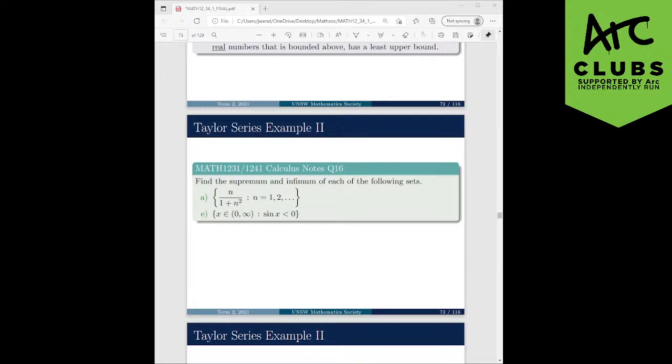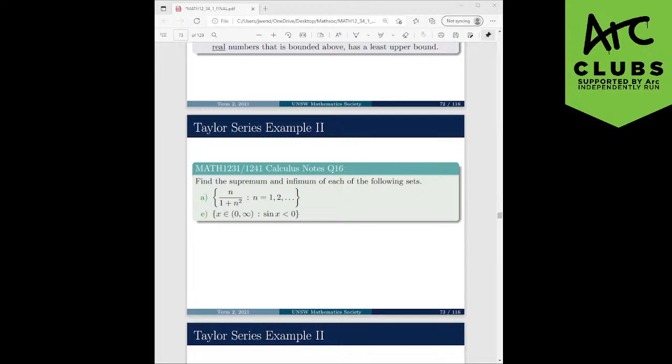Now, if it has supremum and infimum, you can try subbing in those 1, 2, 3s. It is a good method to actually test out some things. You'll see that this fraction just keeps decreasing. So 1 over 1 plus 1 squared, that's half. And then you try subbing in 2 over 1 plus 2 squared. That's 2 over 5. And it'll just keep getting smaller the more numbers you sub in. And eventually, as n goes off into being infinite, this whole thing approaches 0.